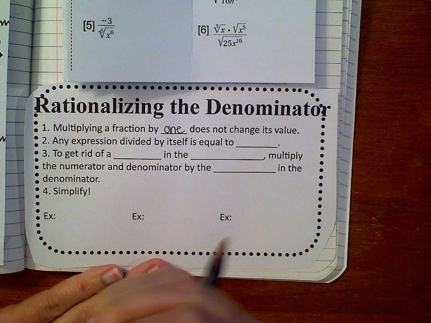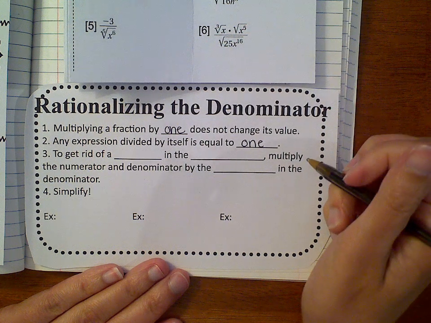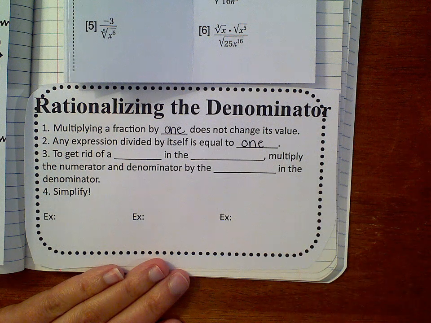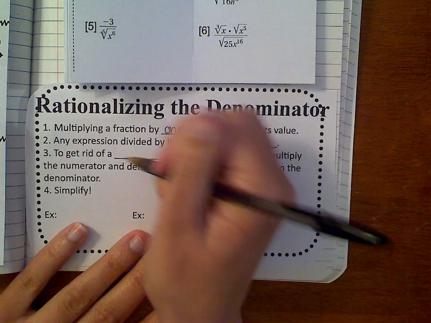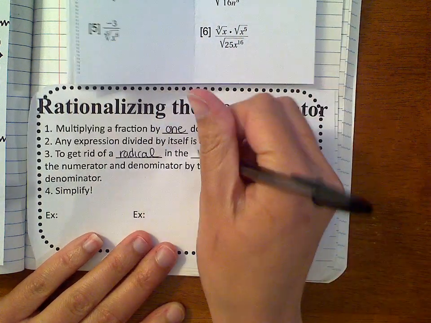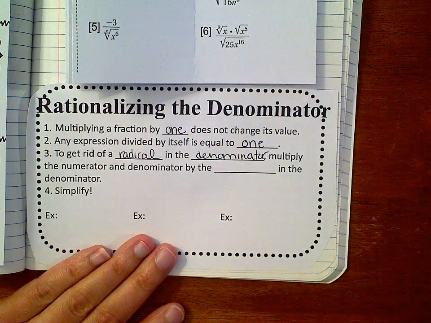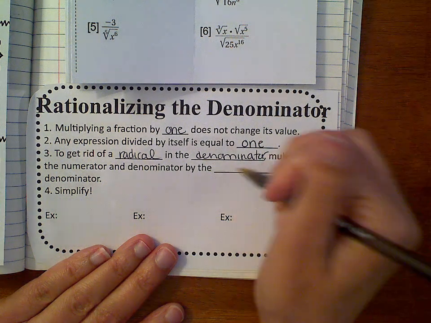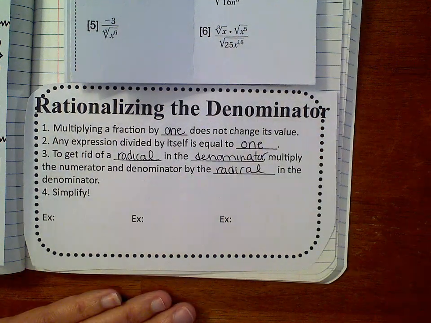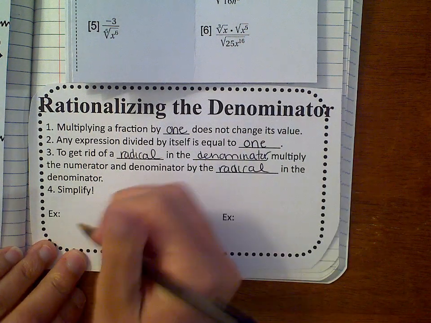And any number or expression divided by itself is 1. So like x over x is 1, 2 over 2 is 1, x plus 2 over x plus 2 is 1. So to get rid of a root or a radical in the denominator, we need to multiply the numerator and denominator by the root, or the radical, that is in the denominator. And then we simplify.